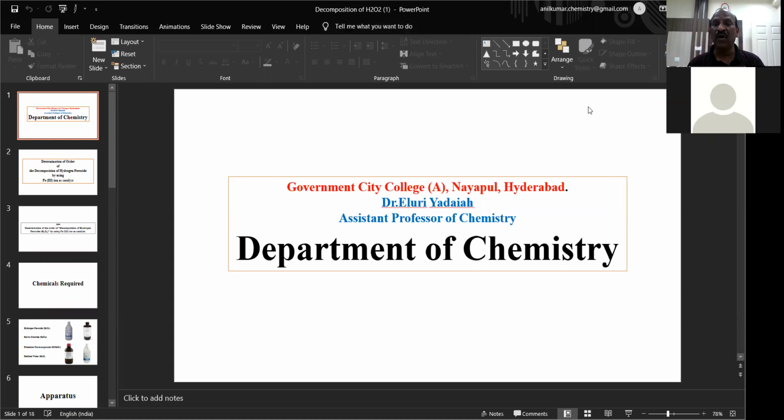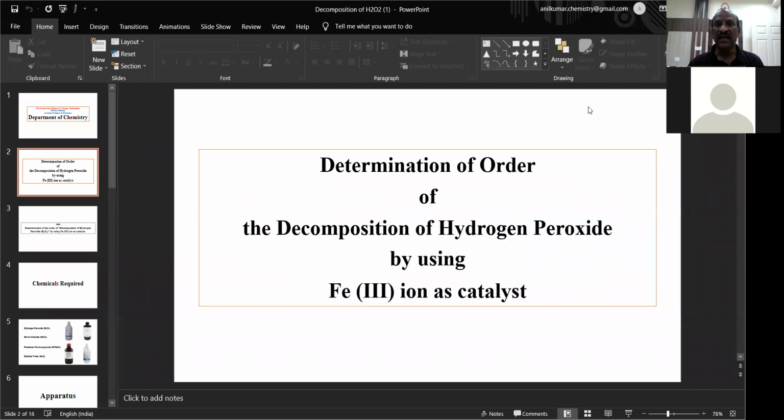Now I'm going to discuss the first experiment, that is, determination of the order of the decomposition of hydrogen peroxide by using ferric ion as catalyst. This is a question we will give like that: determine the order of the decomposition of hydrogen peroxide by using the ferric ion as catalyst. Then you have to write the aim of the experiment.